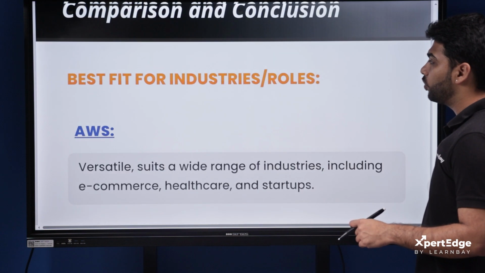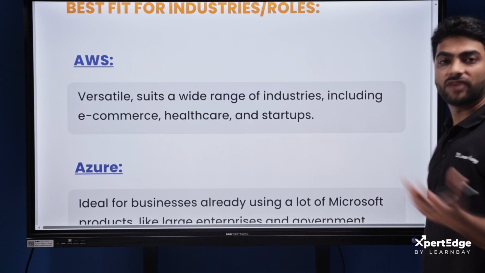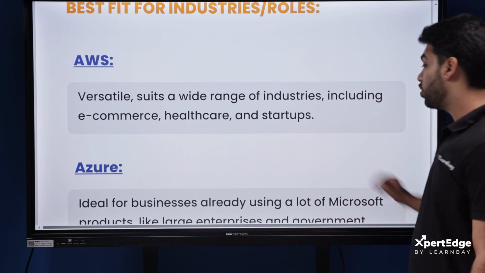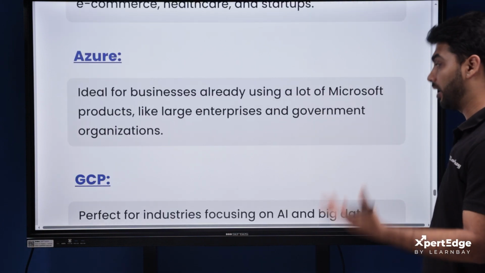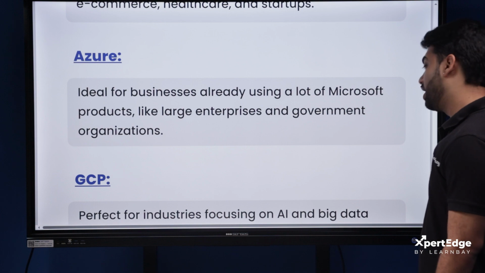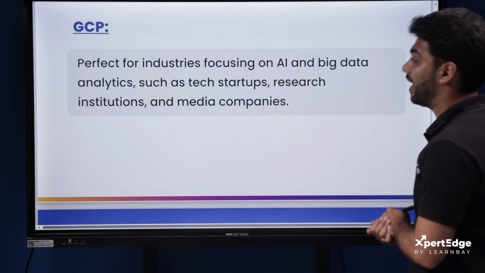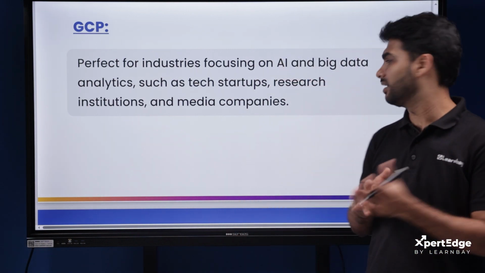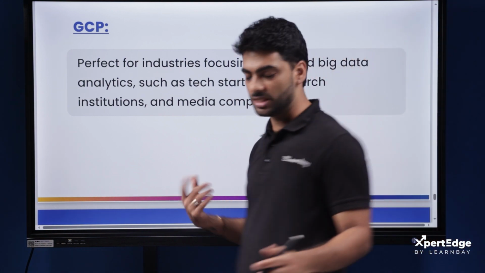And then if you look at best fit, AWS is perfect for platforms like OTT platforms, e-commerce, healthcare, startups. Azure is very, very good for businesses, especially the ones who are using Microsoft, and government organizations. Whereas GCP is perfect for industries that are using AI and big data. The industries that are engaged in any kind of research, media companies, they can cater to GCP.